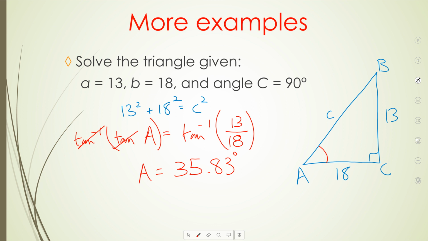However, you could also, if you're feeling fancy in your pantsies, go and do trig, because now you know all three sides of the triangle. I could do the sine of B, I could do the cosine of B, I could do the tangent of B. But realistically speaking, you're going to find angle B by doing 90 minus 35.83. Okay, whatever that is, 54.17.